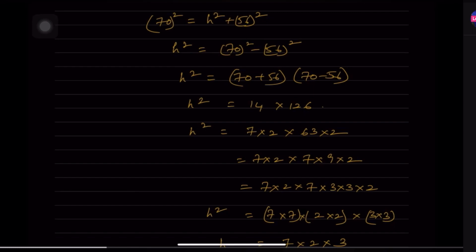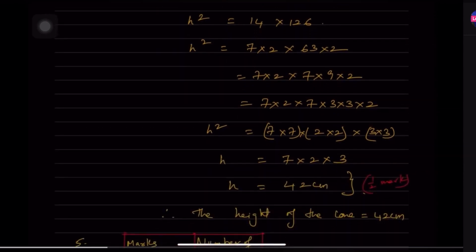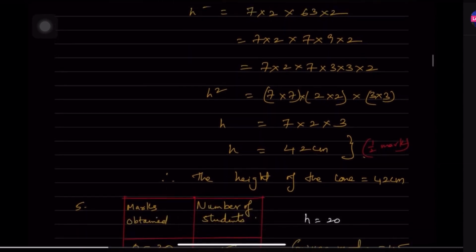You bring all the 7s to one side, and all the 2s. 9 can be written as 3 into 3. So what is h? You remove one value from each. So 7 into 2 into 3, so 42 centimeters is h. So the height of the cone is 42 centimeters. For this you will get half a mark.